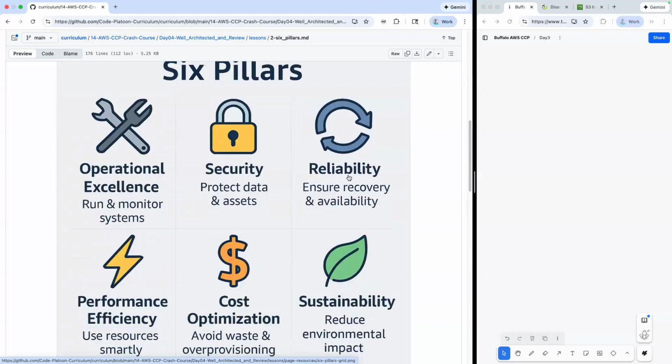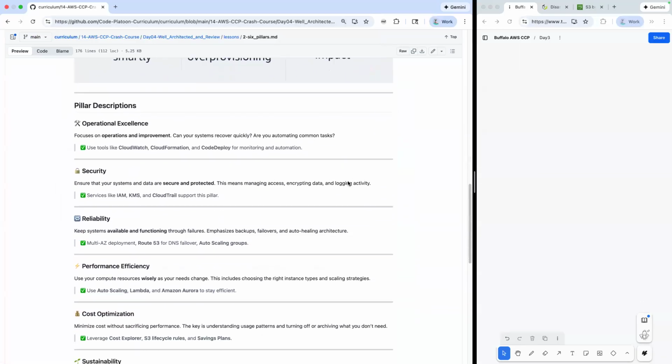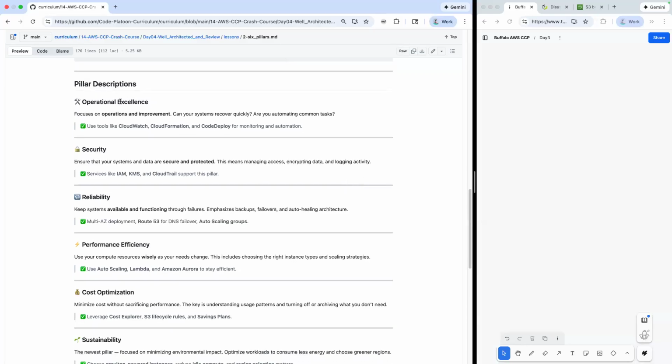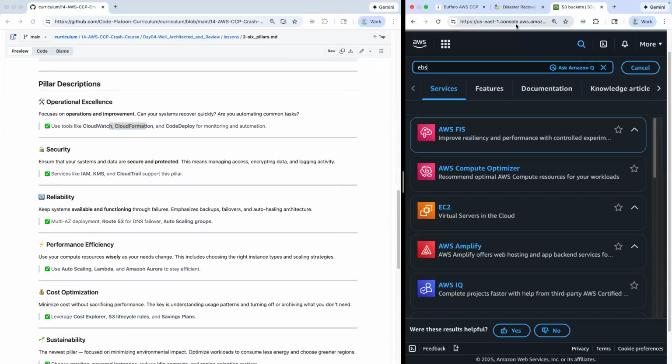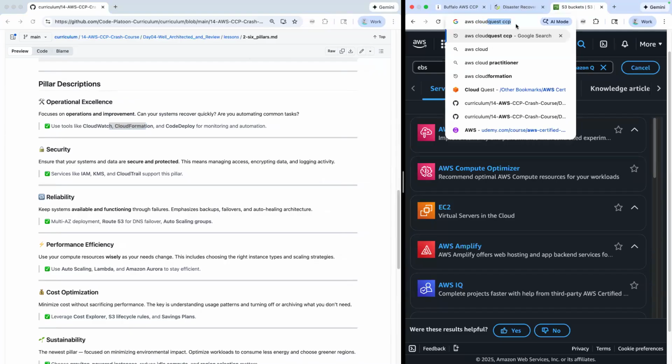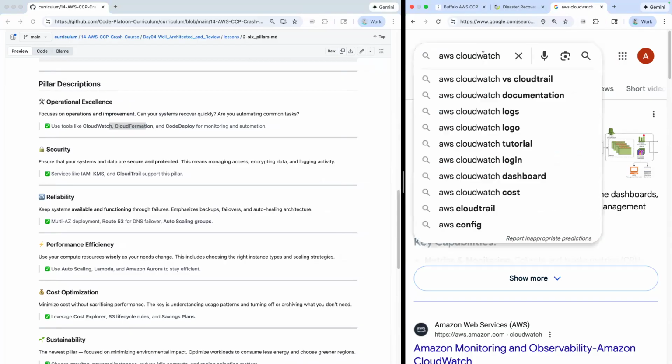So again, we have our six pillars. So this pillar, operational excellence, improvement and operations. Can systems quickly recover? Are we automating common tasks? So there's some new terms here. Let's just look these up as we go so we can become familiar with them because they will show up. So let's look up AWS CloudWatch. So this is for monitoring and logging, right? For watching what our system is doing.